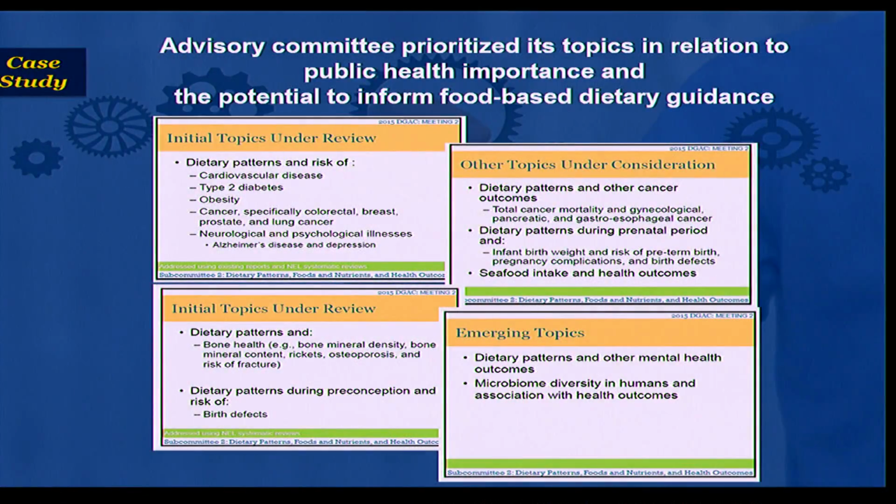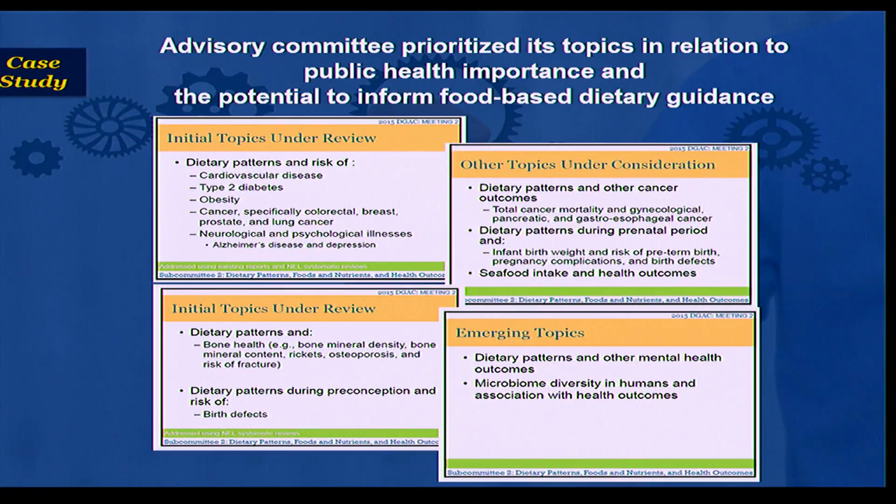Now, as Dr. Millen noted, this is a time-limited process, and those are a lot of big topics, and dietary patterns was one topic within a number of other topics. And so they then did an activity to prioritize exactly which of those outcomes they would consider. They prioritized topics in relation to public health importance, as well as the potential to inform food-based dietary guidance. The advisory committee went through a process of multi-voting, and as Dr. Millen noted, they developed tiers of outcomes. So they had a first tier, second tier, third tier, and they also had emerging topics.